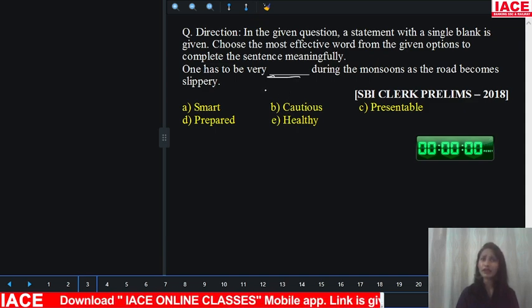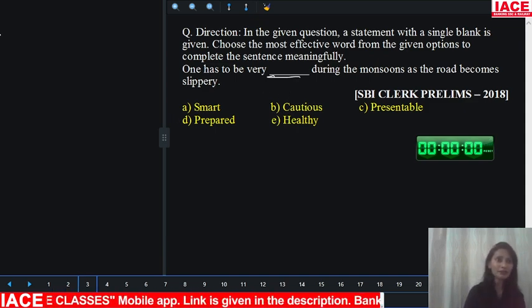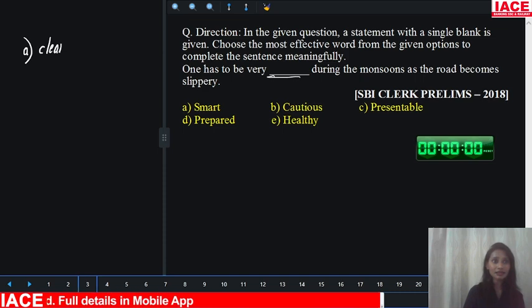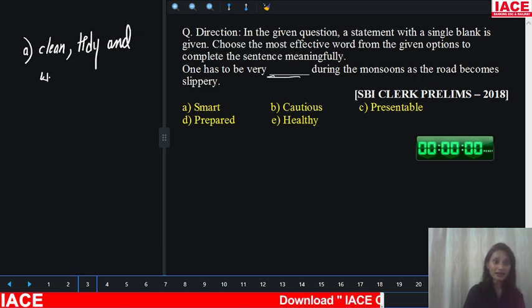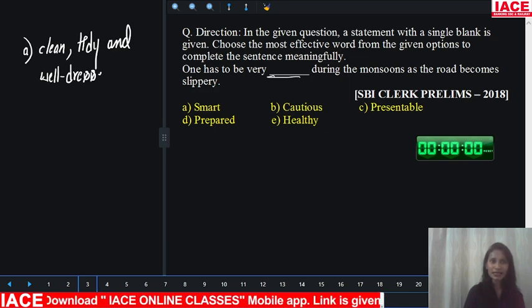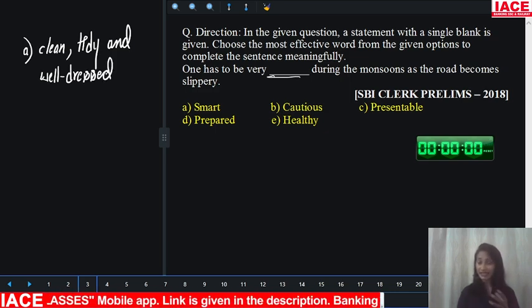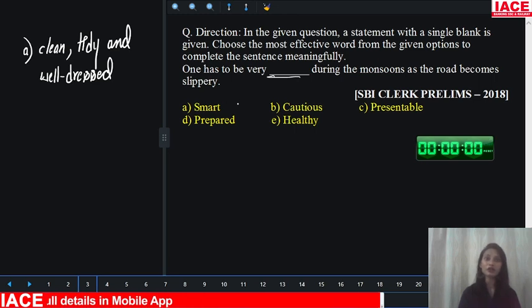So one has to be very what? Smart. What do you mean by smart? Let me write here. The word smart means clean, tidy, and well dressed. So that is the actual meaning of smart. He's smart, she's clean, tidy, and well dressed. So one has to be well dressed, clean, and tidy during the monsoon. We're not talking about smartness of people, so incorrect.